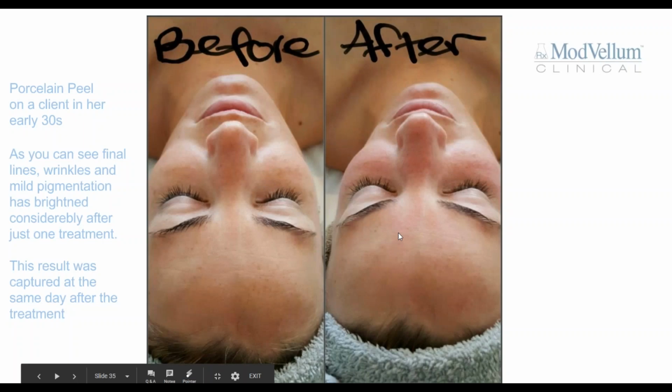So here is a picture that I took. I want to say this is more than a year old. This is a client, early 30s. I don't believe she's older than 31. As you can see, there is a before picture, there's an after picture, but the before picture, if you look at the lines on her forehead, they're much more pronounced than in the after picture. This is immediately after a treatment.